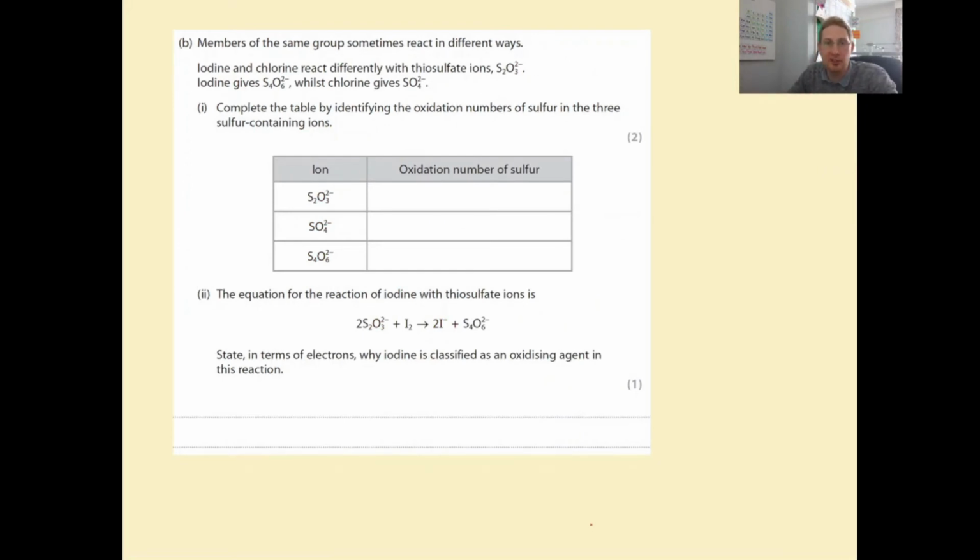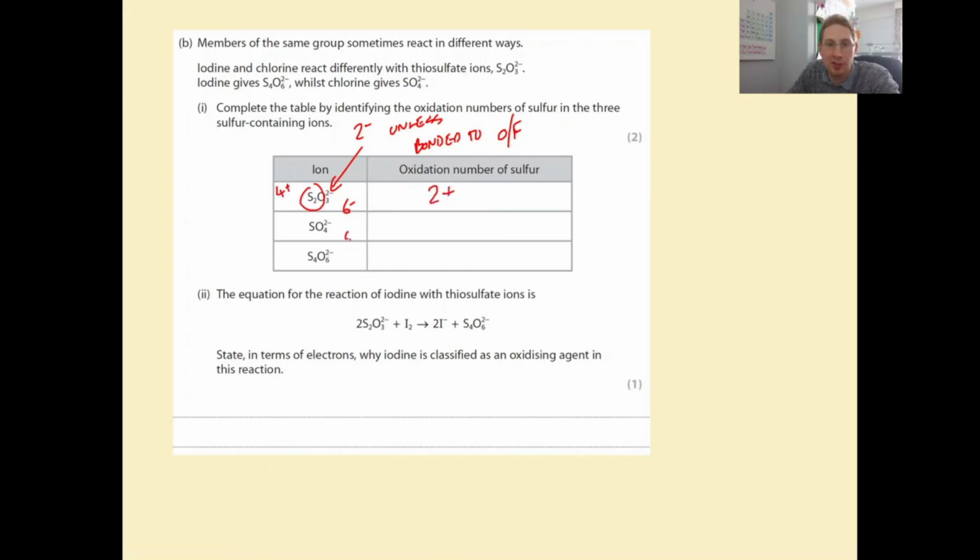Oxidation numbers of sulfur in the 3 sulfur containing ions. Well, oxygen is always 2- unless bonded to fluorine or another oxygen. So therefore the O3 gives us 6-, but we've got the 2- there, so the sulfurs must be 4+, so the oxidation number must be 2+.